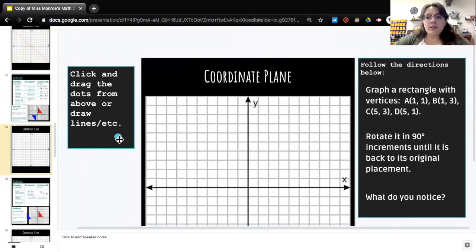So I'm only going to do point A. No, point B, because that'll be easier to see. No, C. I'll do C. I'm indecisive. All right, so that is 5, 3. So you'd go 1, 2, 3, 4, 5, and then up 1, 2, 3. And there you go.